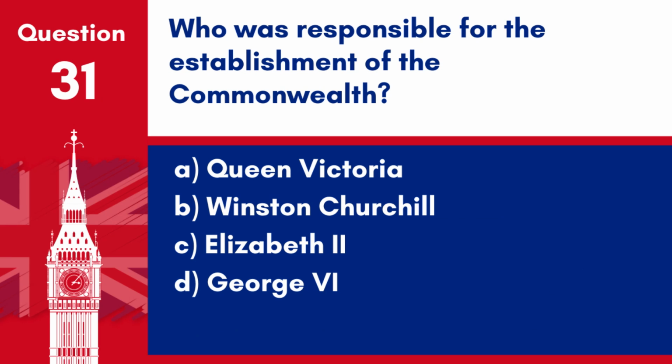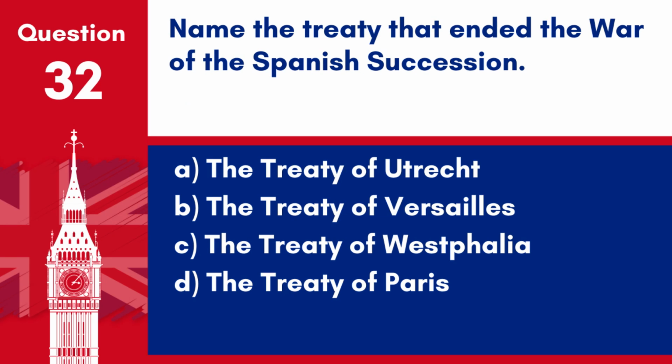welfare state. Question 31. Who was responsible for the establishment of the Commonwealth? A. Queen Victoria. B. Winston Churchill. C. Elizabeth II. D. George VI. Answer. D. George VI. The modern Commonwealth was established during the reign of George VI, following the decolonization of the British Empire.